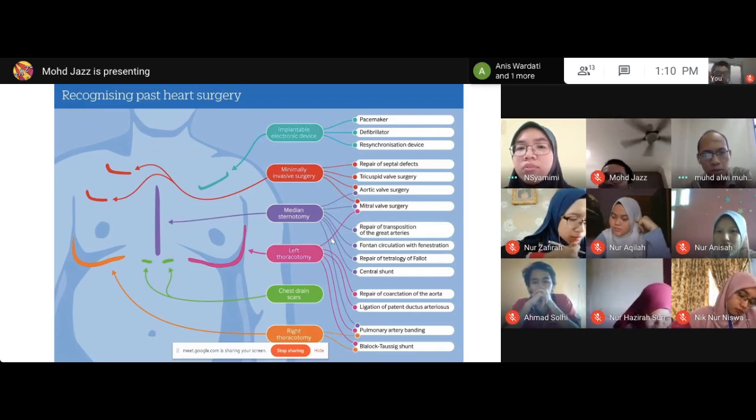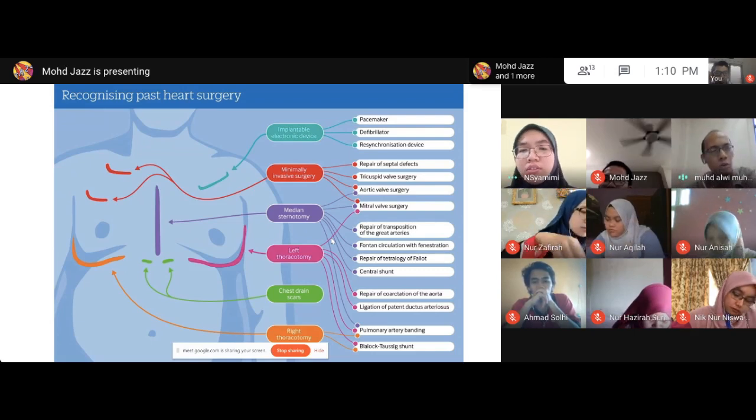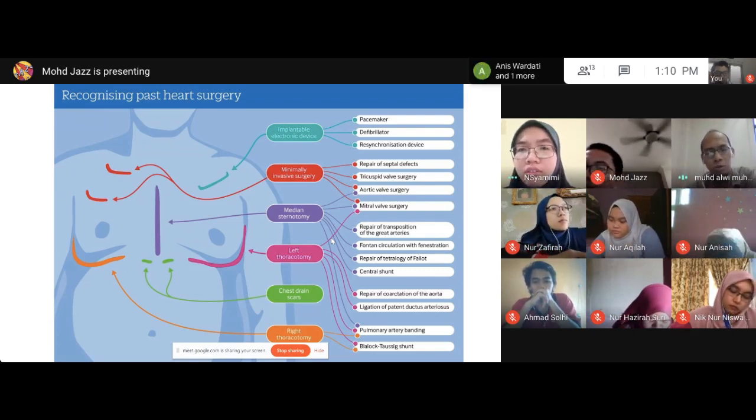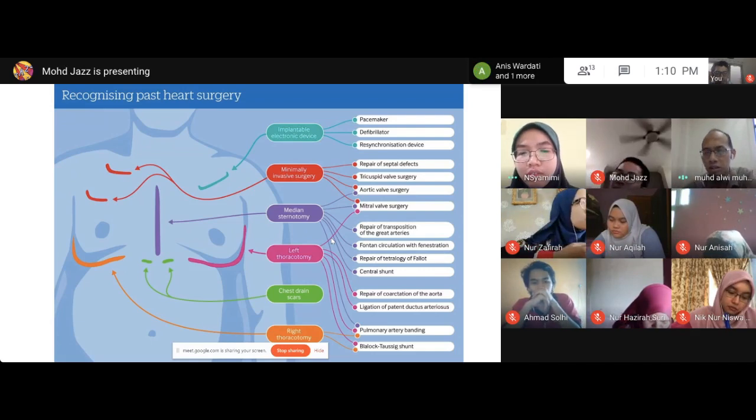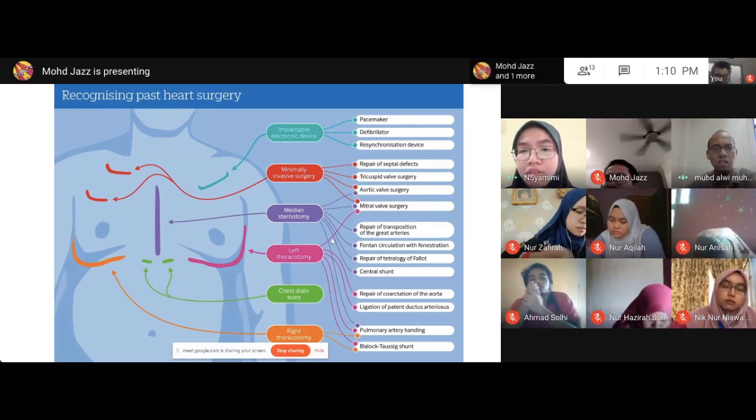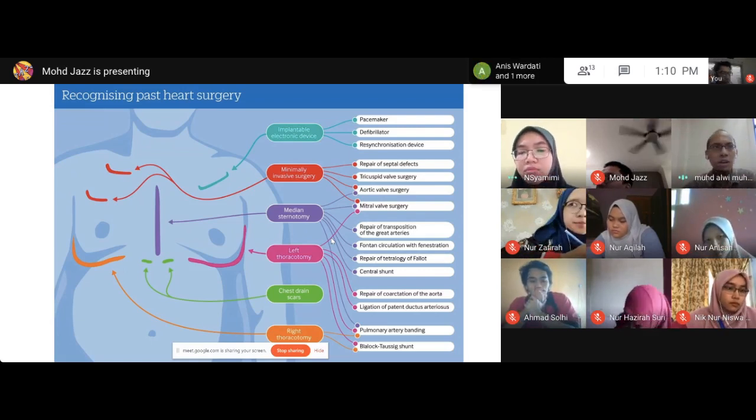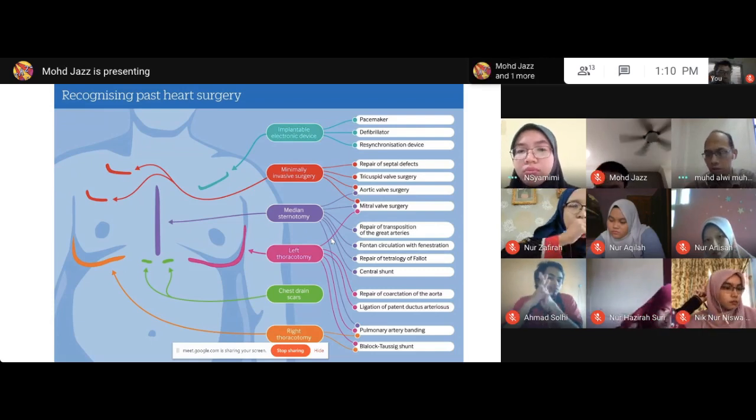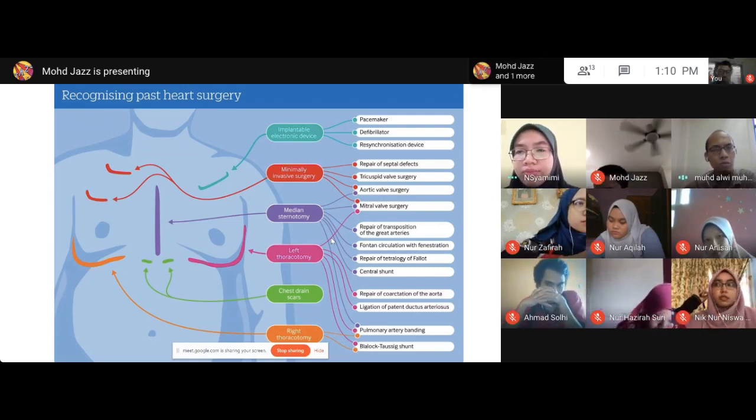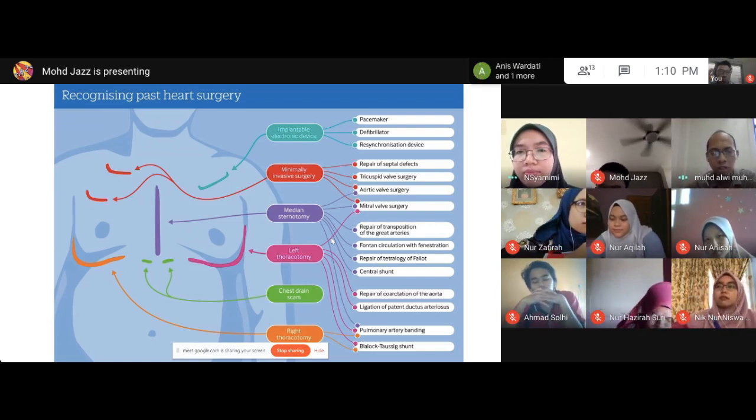Because as we mentioned, things like VSD, we usually correct it, and also AVSD, we correct it very early. Nowadays, even TGA, we correct it during the neonatal period, for example. VSD, we correct it within the first 1 year of life. So do AVSD. That's the idea.